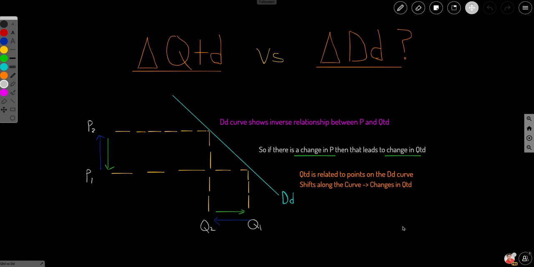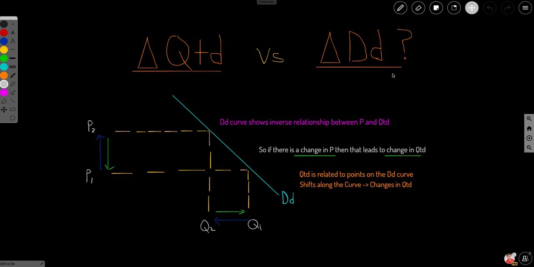Today we are going to be talking about changes in quantity demanded versus changes in demand. When do we say quantity demanded? When do we say demand? And similarly, changes in quantity supplied versus changes in supply.